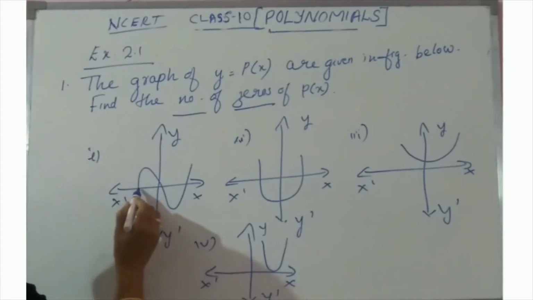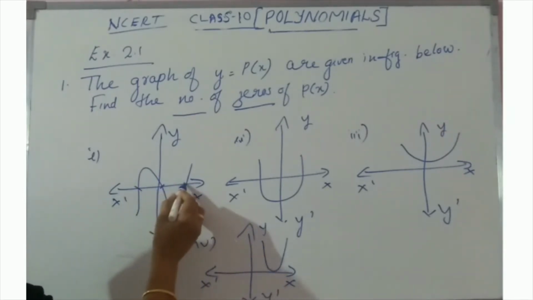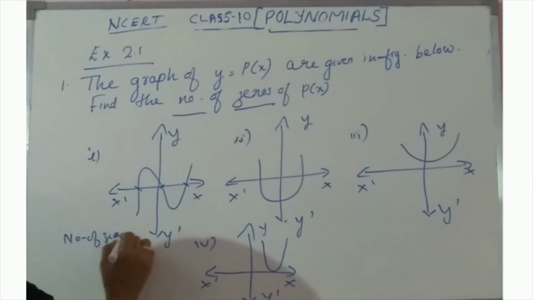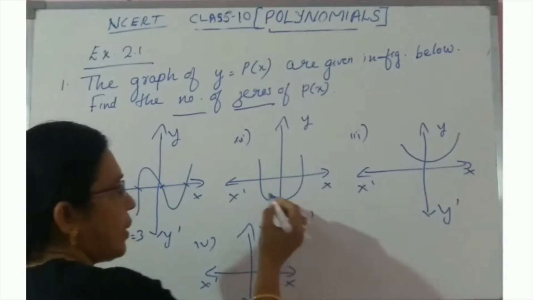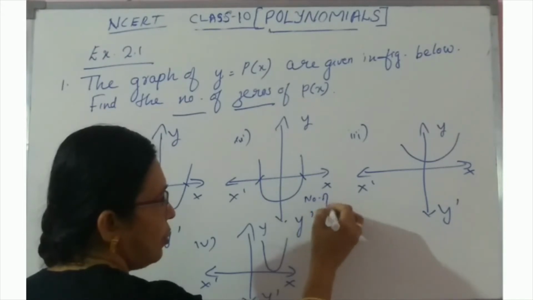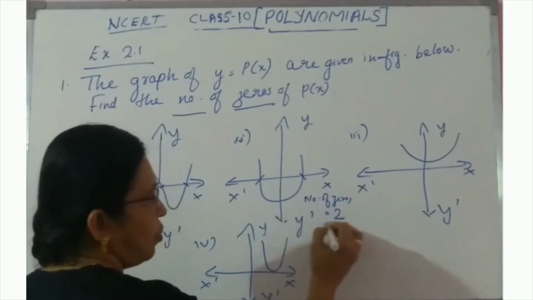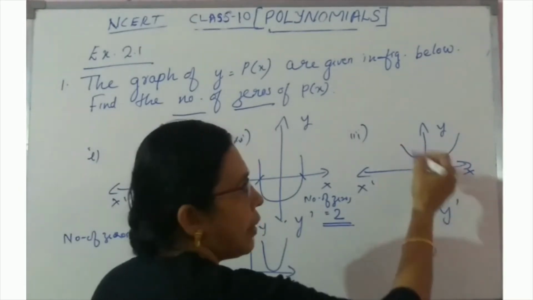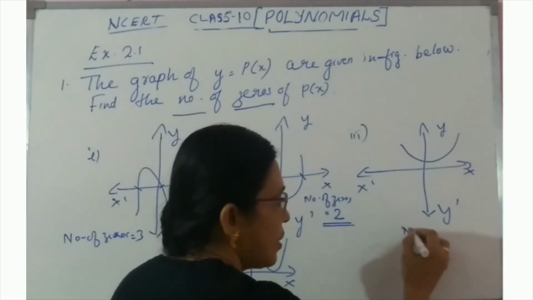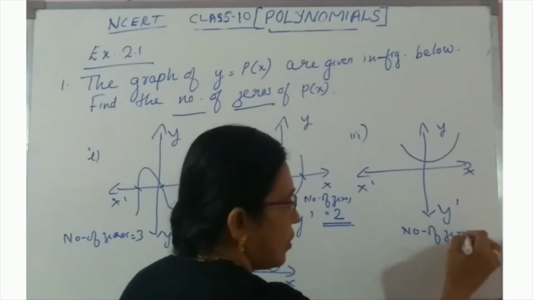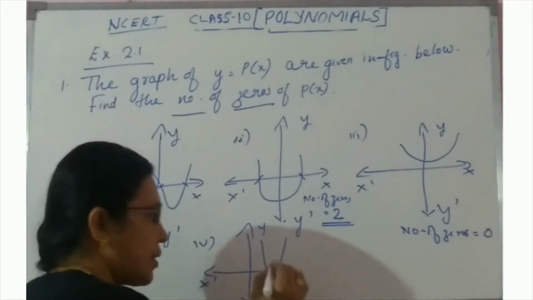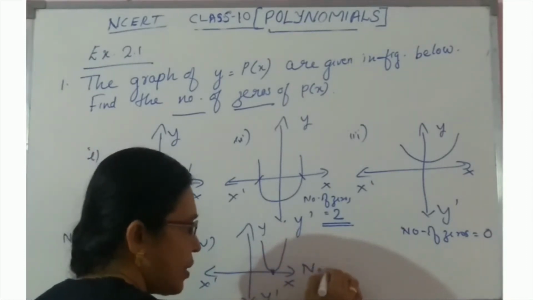So here you see, the graph cuts the x-axis at 1, 2 and 3 points. Therefore in the first case the number of zeros is 3. In the second case, you can see the graph cuts the x-axis at 2 points. Therefore the number of zeros is 2. In the third case, the graph is not cutting or touching the x-axis, therefore the number of zeros is 0. And in this fourth case, it cuts the x-axis at only 1 point, therefore the number of zeros is 1.